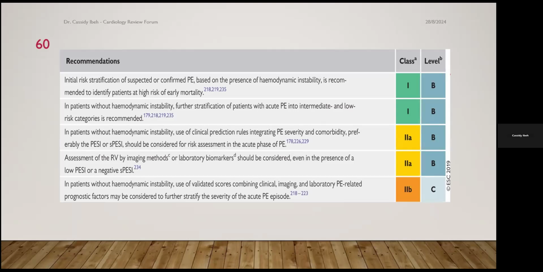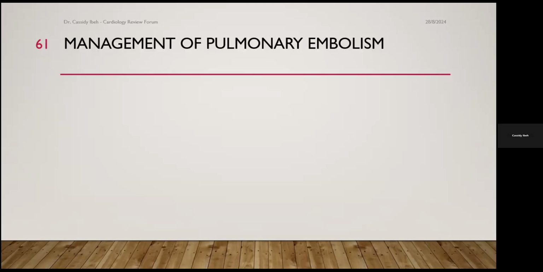Now, as a class 2 indication, in patients with hemodynamic stability, use of clinical prediction rules integrating PE severity and comorbidity, preferably the PESI, that's the Pulmonary Embolism Severity Index, or the simplified form, should be considered for risk assessment in the acute phase of PE. It's also a class 2 indication to assess right ventricular function by imaging methods or laboratory biomarkers. Okay, so this should be considered, even in the presence of a low Pulmonary Embolism Severity Index or a negative simplified form.